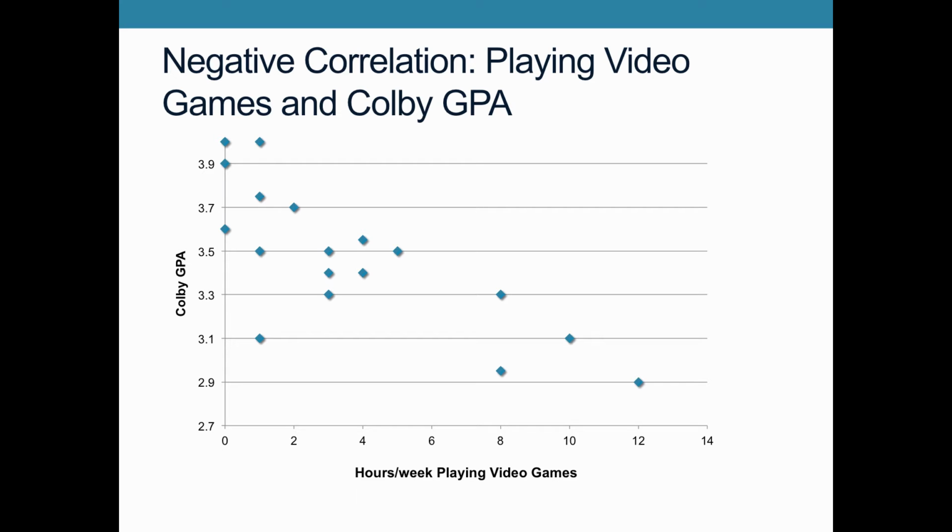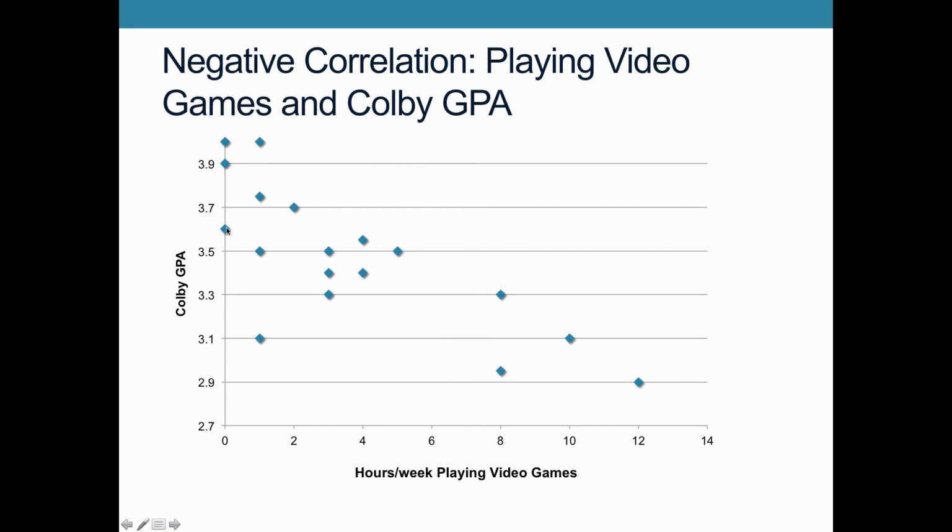So here's an example of a negative correlation. If you are playing a lot of video games, your GPA at Colby is going to be going down. Here we have somebody who's playing video games for 12 hours a week. They're not really having any time to do their studying. Here we have somebody who is not playing any video games, is doing quite well.